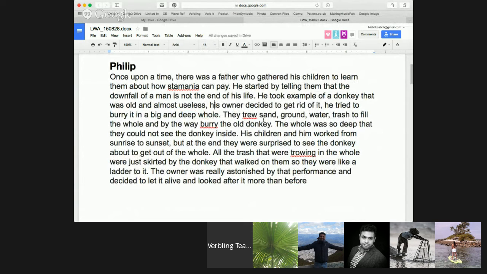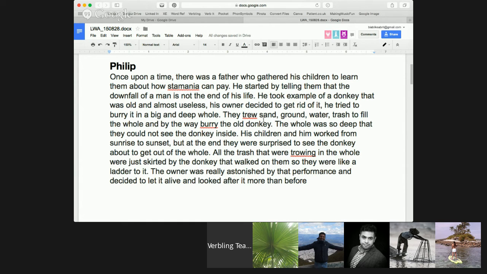Once upon a time, there was a father who gathered his children to learn them about how stamina can pay. He started by telling them that the downfall of a man is not the end of his life. He took example of a donkey that was old and almost useless. His owner decided to get rid of it. He tried to bury it in a big and deep hole. They threw sand, ground, water, trash to fill the hole, and by the way, buried the old donkey. The hole was so deep that they could not see the donkey inside.